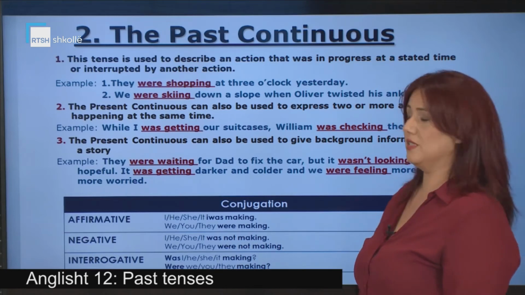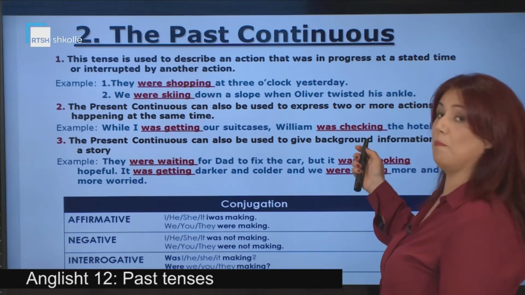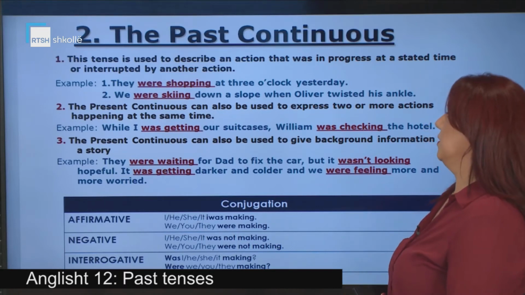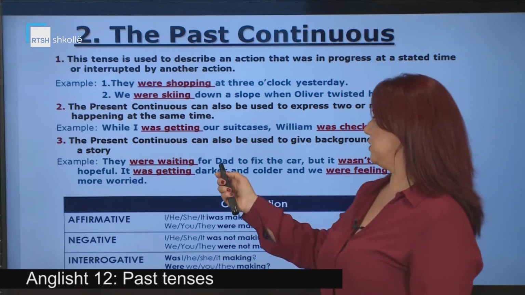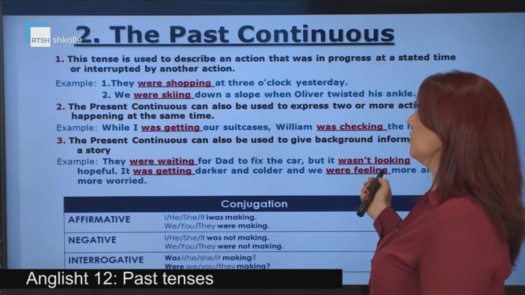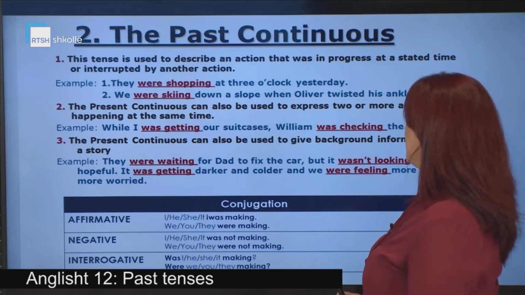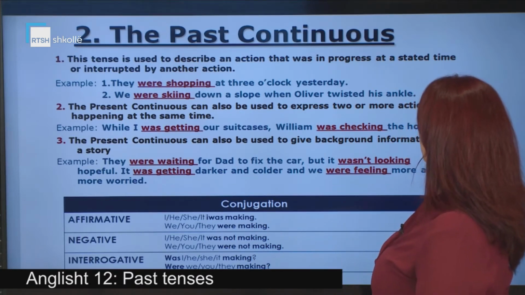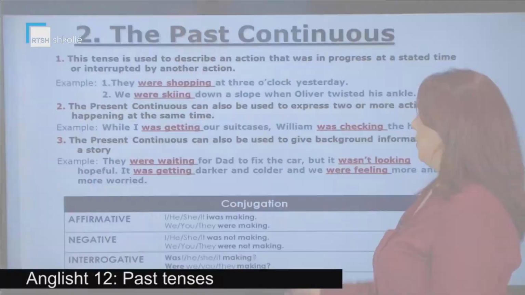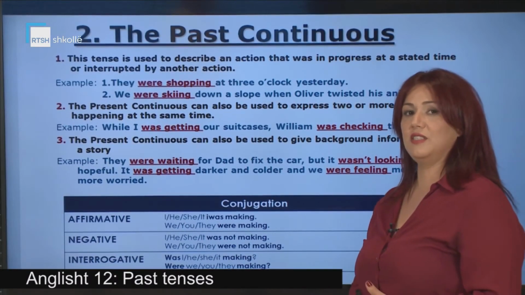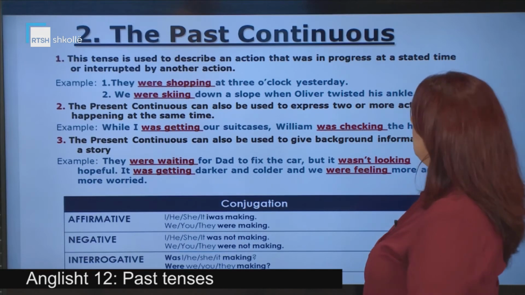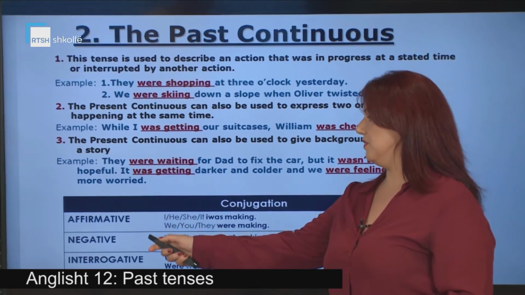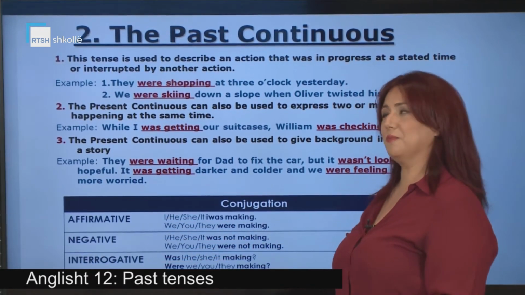Its last use is to give background information about a story. For example, they were waiting for Dad to fix the car, but it wasn't looking hopeful. It was getting darker and darker, and we were feeling more and more worried. Below, you will find the table for the conjugation for the past continuous in affirmative, negative, and interrogative.